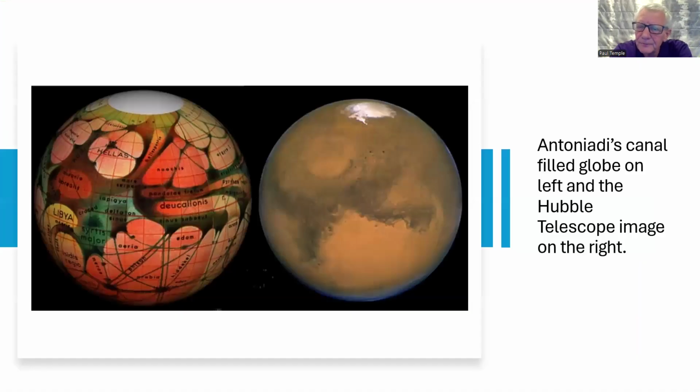Antoniadi's canal-filled globe on the left, and Hubble telescope image on the right. So you can see that there are some details that are similar. If you leave out the canals, and you've just used lighter and darker markings, it would actually look very much like the Hubble Space Telescope image.